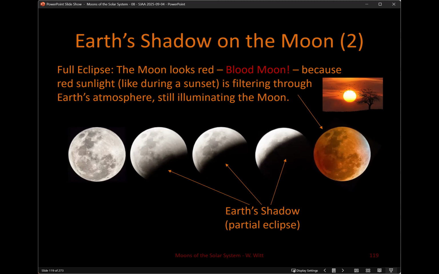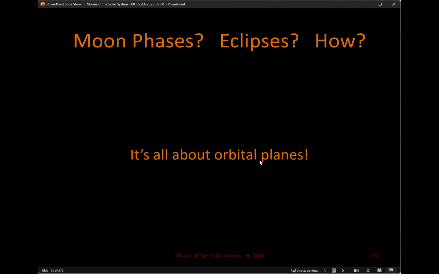But the folks living in Asia, East Africa, Australia, I think, right? They'll get to see a nice blood moon eclipse like this just in a few days.